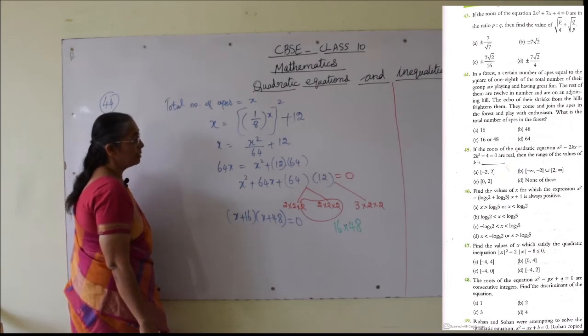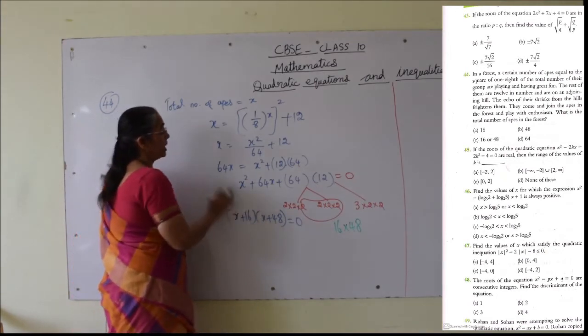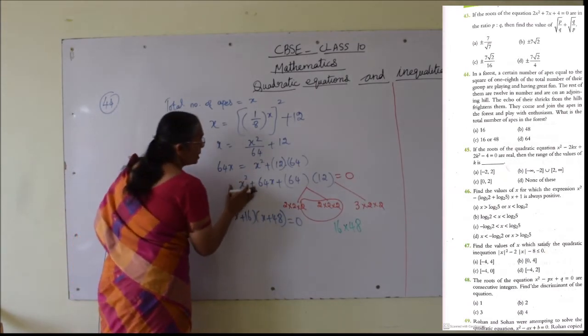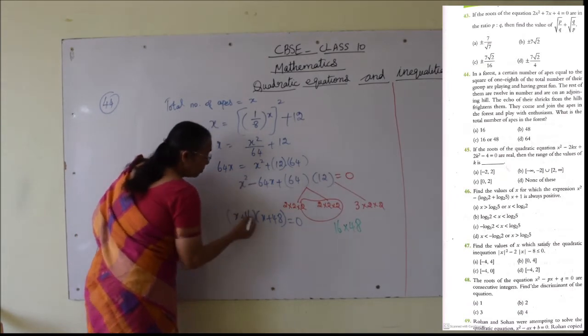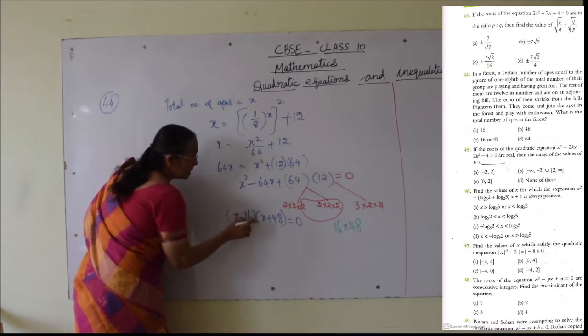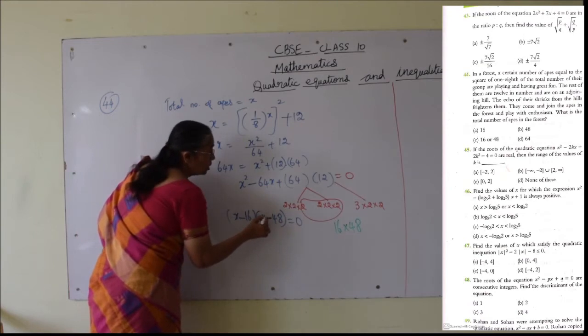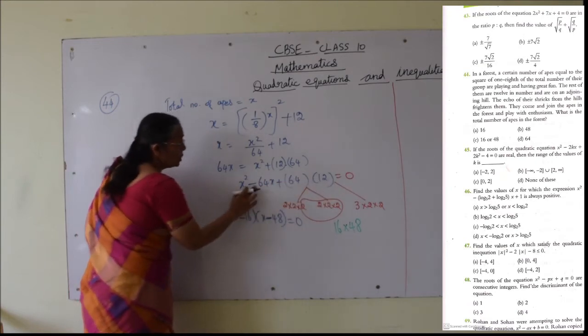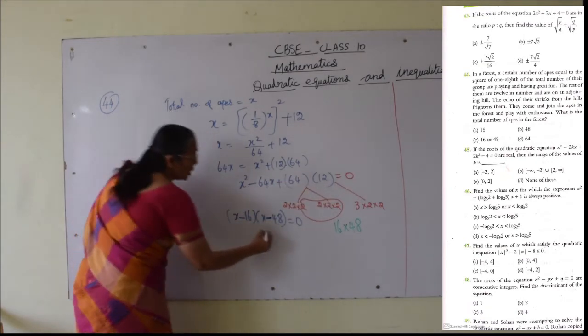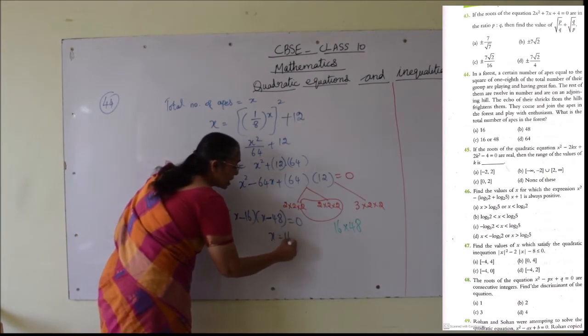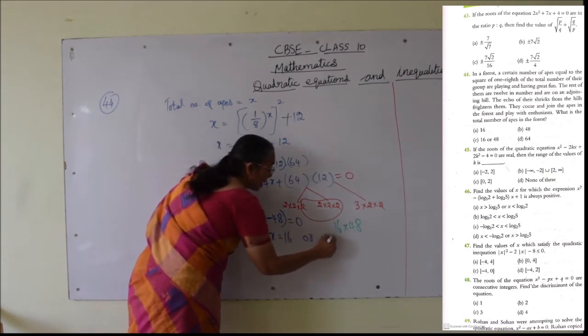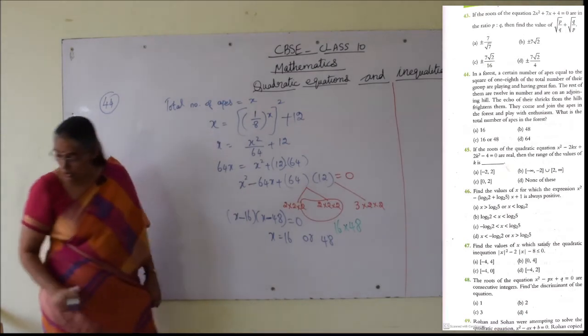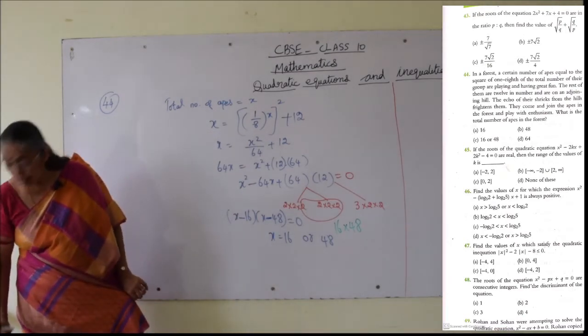Somewhere we have made a mistake, both cannot be positive. This 64x, while coming here, will become negative. So, both should be negative here, minus 16 and minus 48. My product is positive and my sum is negative. So, x should be either 16 or 48. Is there any option? x equal to 16 or 48 is option C.